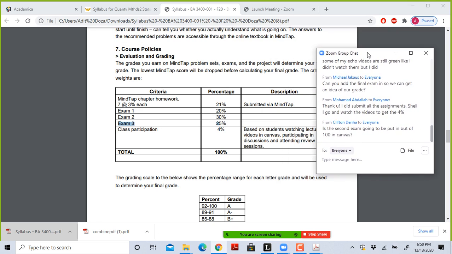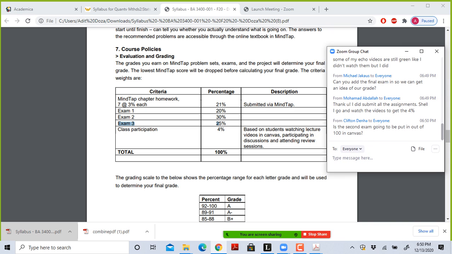This is going to be put out of 100. Yes, I will add a 1 point curve in the second exam. Mindtab homework is 21%, exam 1 is 20%, exam 2 is 30%, and the final exam is 25%. But I recommend you complete the final exam. Don't miss it, because I have only 3 days to submit the grades.